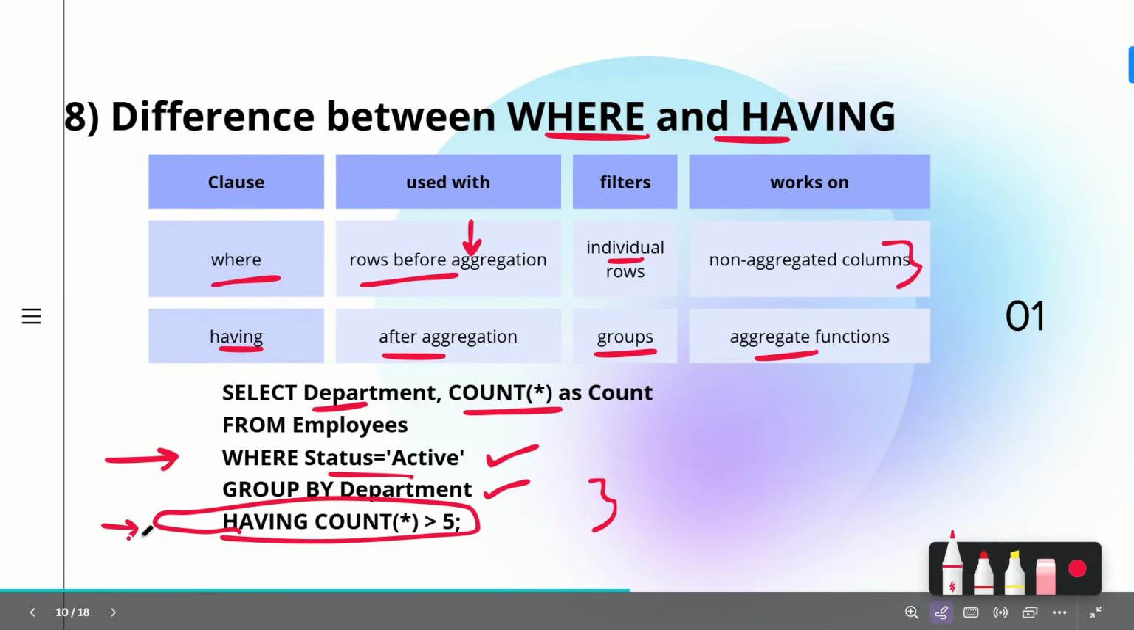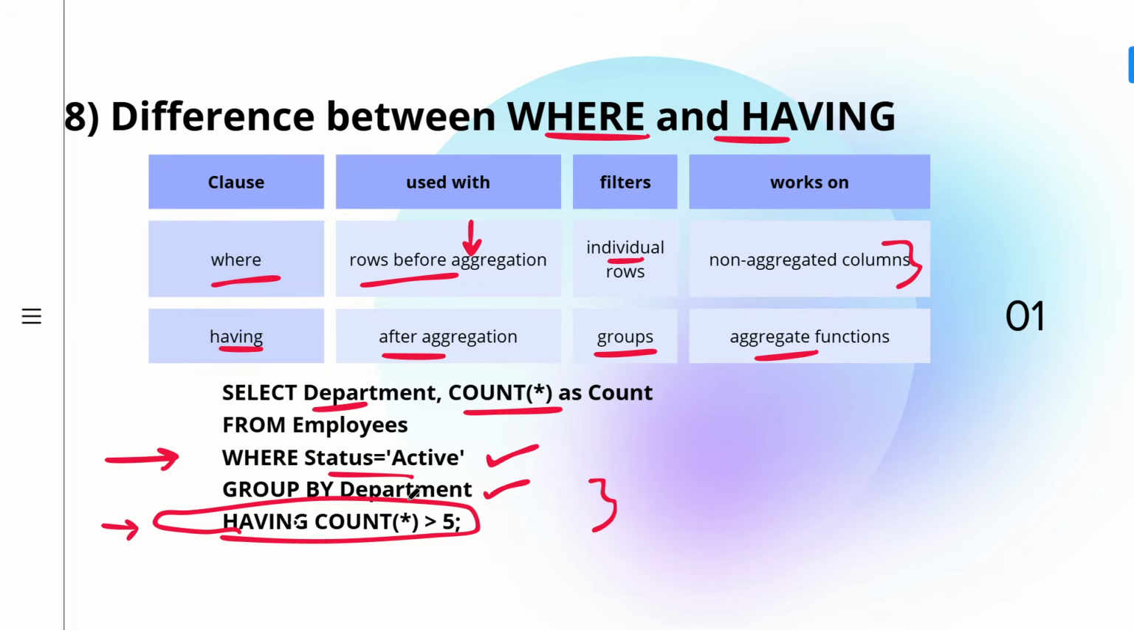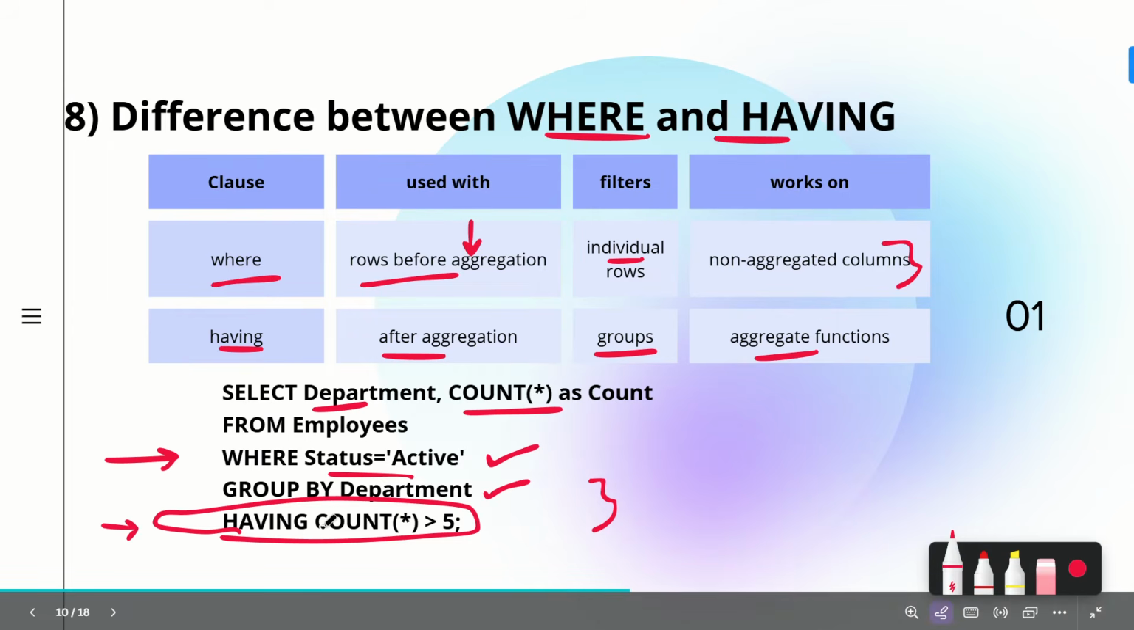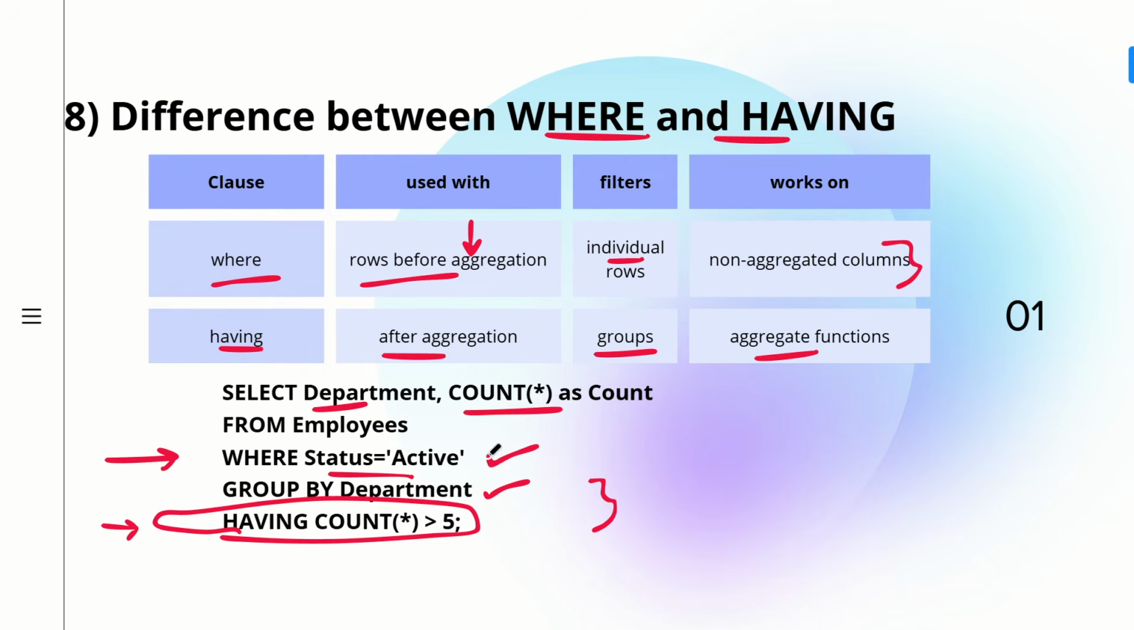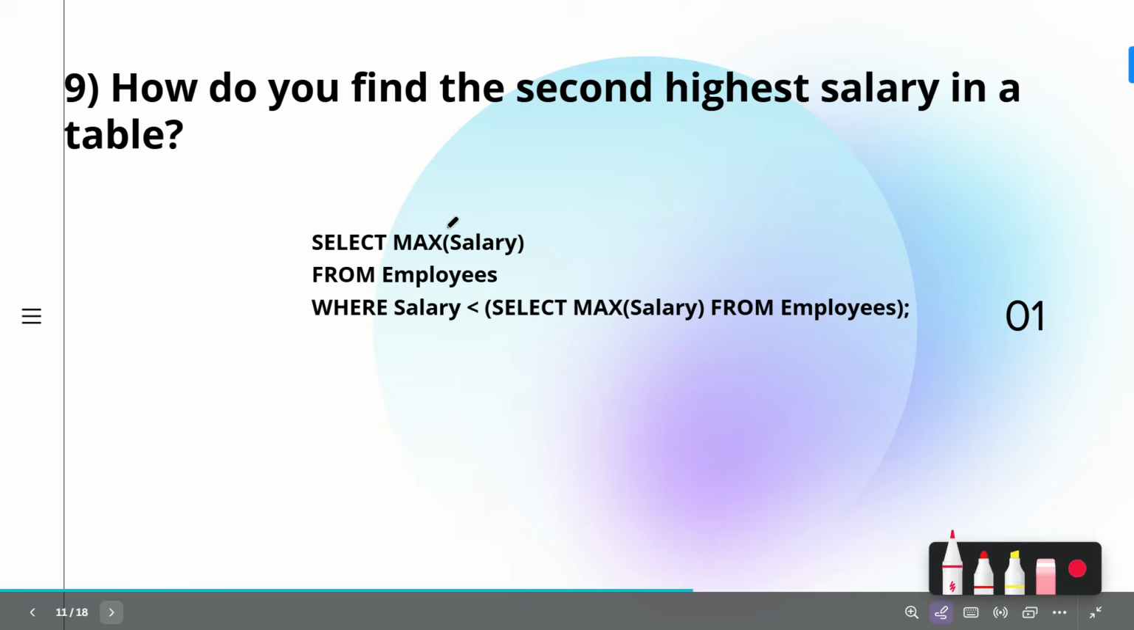You can see after aggregation we have written that for whatever aggregation we did just now, that is grouping of department, we want to check that the count of the department should be greater than 5, only those departments you give. So what will happen, the departments whose count is more than 5, plus their employees should be active, only those results will be fetched here. This is the difference between where and having.